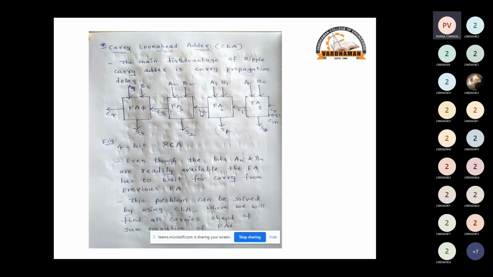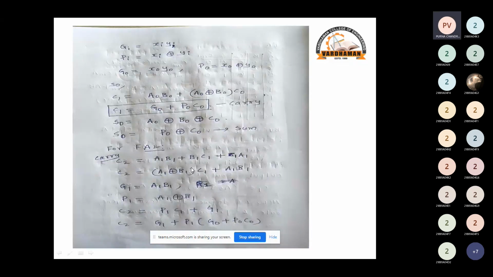Okay, the expression C2 can be written as A1 B1 plus B1 C1 plus C1 A1. That can also be written as C2 is equal to A1 XOR B1 whole into C1 plus A1 B1. Now G1 is equal to A1 B1, and P1 is equal to A1 XOR B1. Now we can express C2 in terms of P1 and G1: C2 is equal to P1 C1 plus G1.